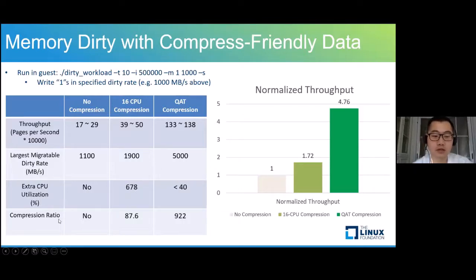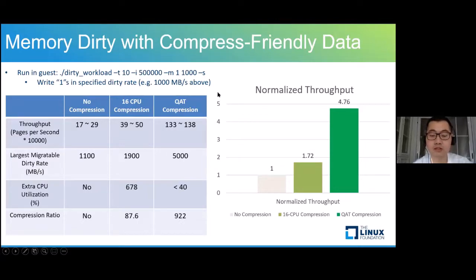For the compression ratio, you can see that the QAT compression has a higher ratio than the CPU zlib compression. The compression algorithm we use here is the same, but the compression ratio is different. This is because of the multi-page compression. When we have multiple pages, because for this workload, it writes all ones to the memory.